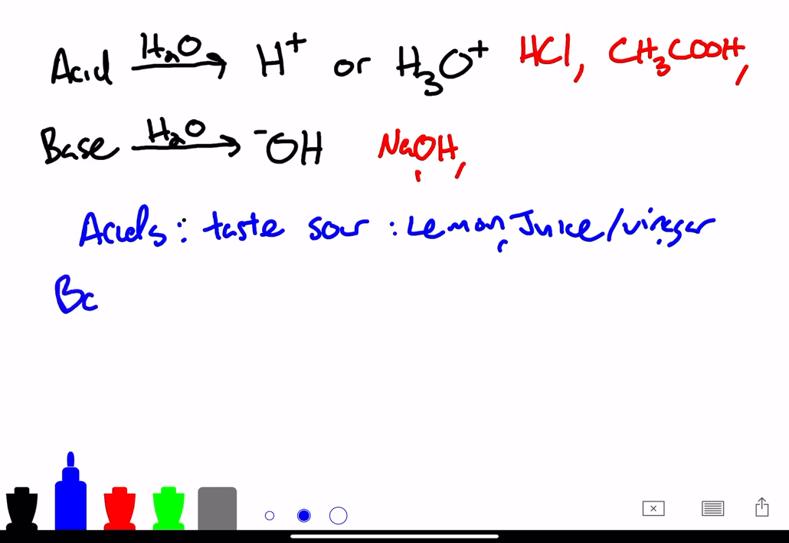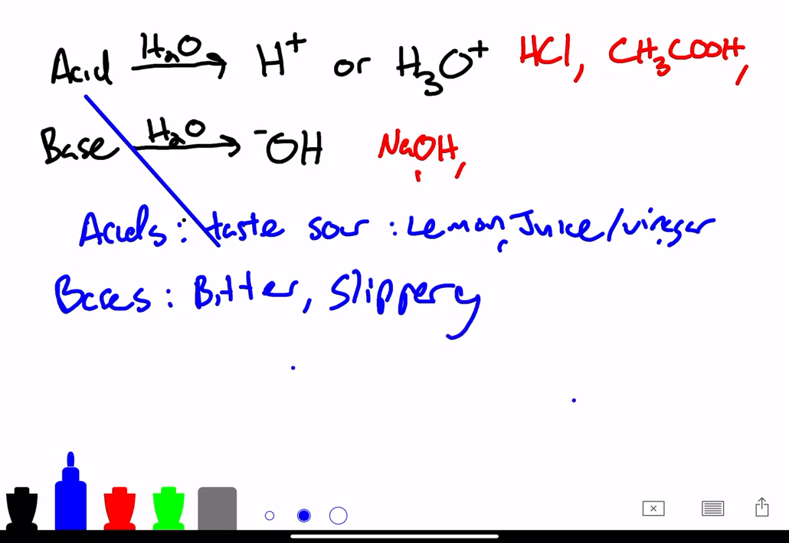We also learned that bases tended to be bitter, and also they were slippery. So we all got some of the sodium hydroxide on our hands at some point during lab, and you noticed that it was very slippery. Ammonia is an example of a base. It is slippery. Most soaps are going to be basic, and they are also slippery, and they taste bitter. So these were the basic tendencies that we learned of acids and bases in chapter 10.